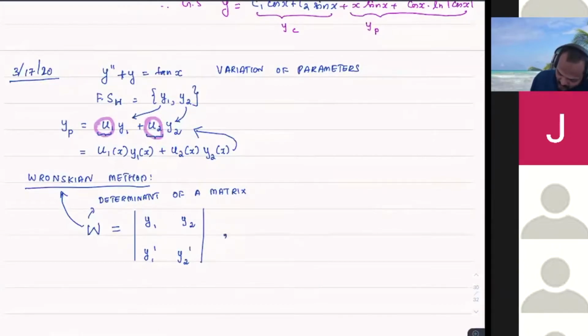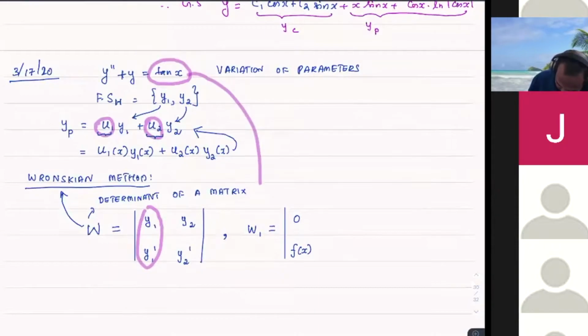Now let me give you W1. The W1 is the determinant of a matrix, but now you replace the first column by 0 and f of x. What is this f of x? This f of x is this right here. That is your f of x. We keep the second column as is, y2 and y2 prime.